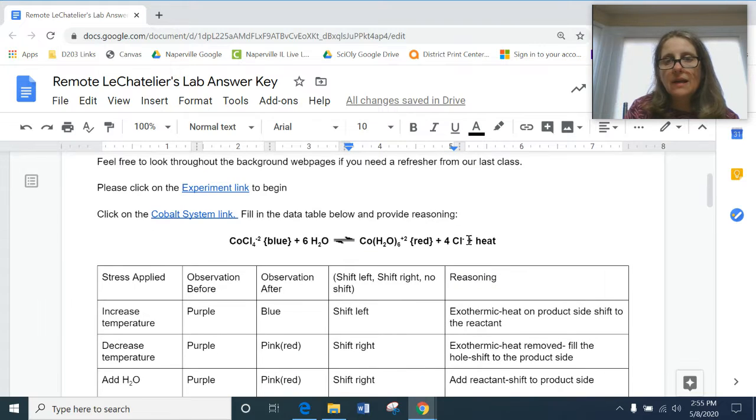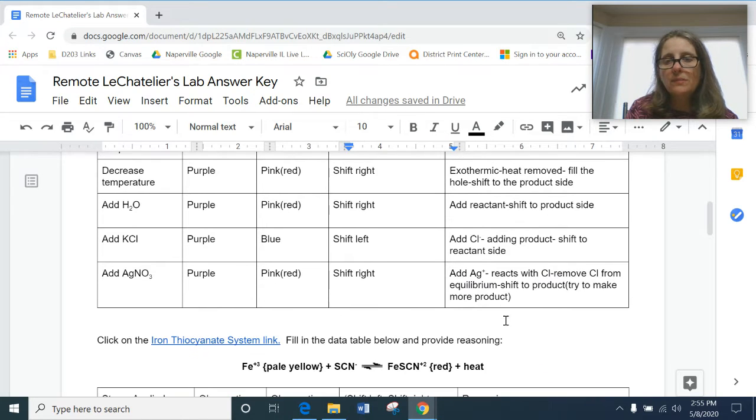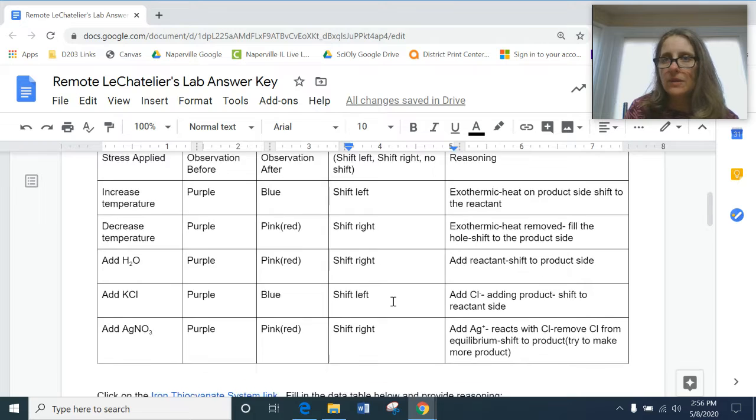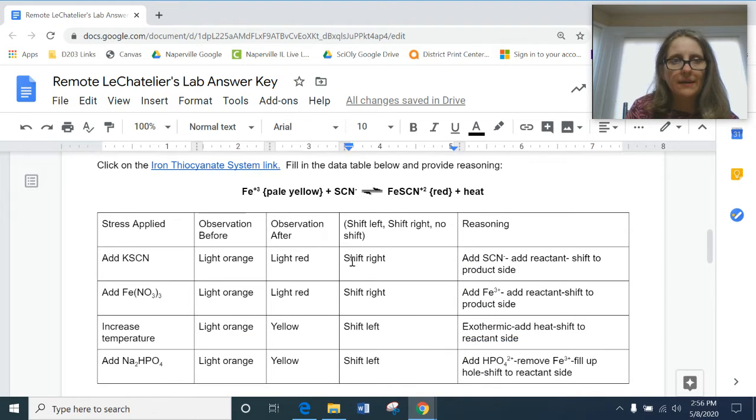So if I'm removing Cl, that's the product side digging a hole. I'm going to try to make that up. So I'm going to shift it to that side. So I will not give you an example like this, but do note I might give you some hints of removing Cl by adding Ag plus or something like that. But you do not need to know the chemistry behind that.